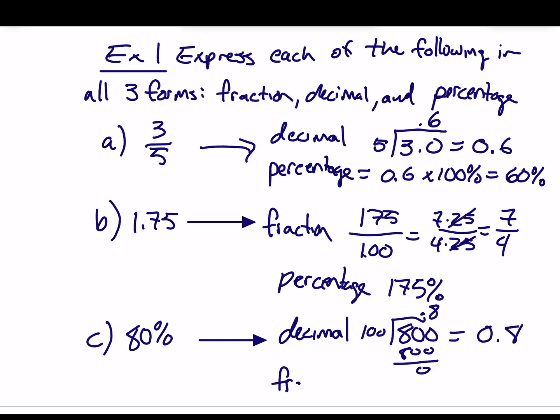And as a fraction, we have 80 over 100. Our common factor there is 20. So 20 times 4 and 20 times 5. The 20s will cancel, and we're left with 4/5. So that's how we would convert between fraction, decimal, and percentage. Let's try another example where we round a decimal number.